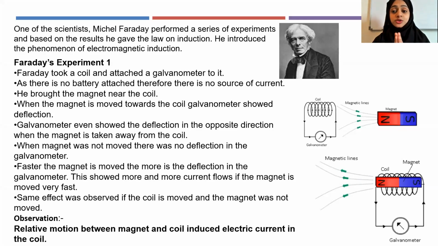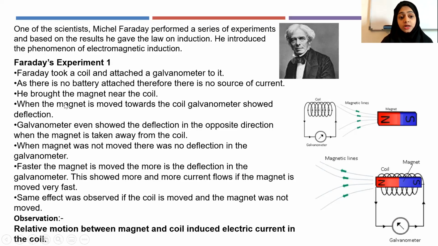If the galvanometer shows zero deflection, then we say that there is no current, and if it deflects to one side, there will be current in one direction, and if it deflects to the other side, there will be current in the opposite direction. So a galvanometer is used in a circuit to identify whether there is current flowing through the circuit. This is one of the things he took, a coil of wire attached to a galvanometer. Is there a battery or a source of current here? No, there is no battery, which means there cannot be any current.